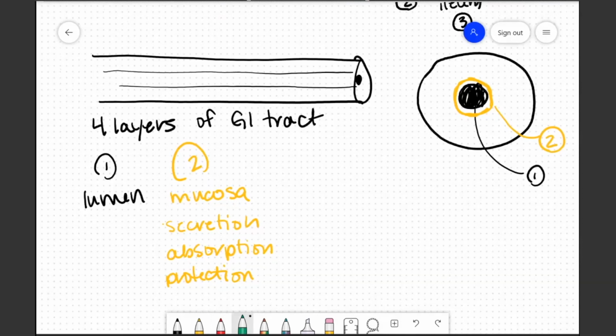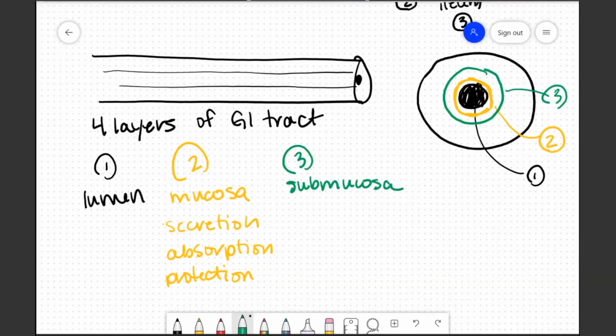The next layer around this guy will be layer 3, and that is going to be your submucosa. So you've got your lumen, your mucosa, and then your submucosa. And your submucosa is where you will find your blood supply, the connection to your cardiovascular system, your arteries or your veins or your arterioles or your venules. You'll also find your nervous connections. So you'll find some nerves in there.